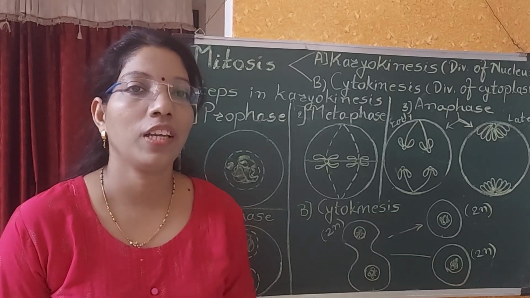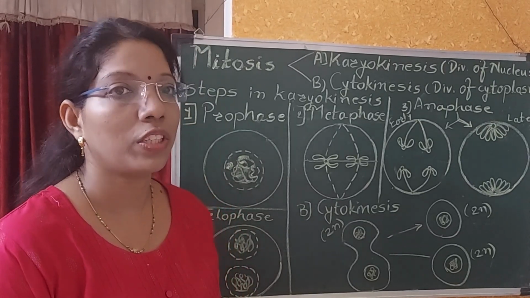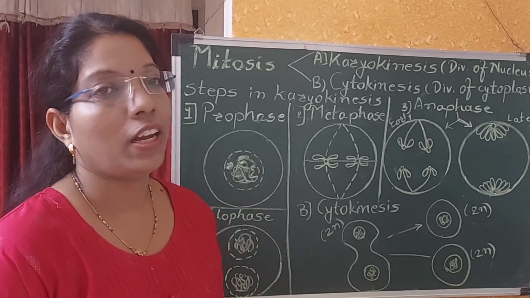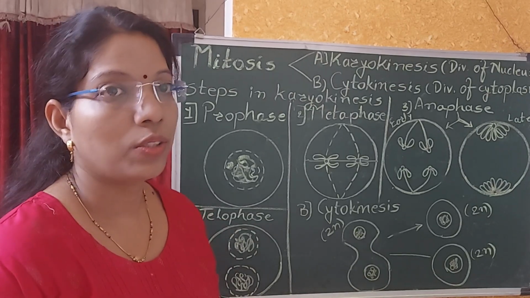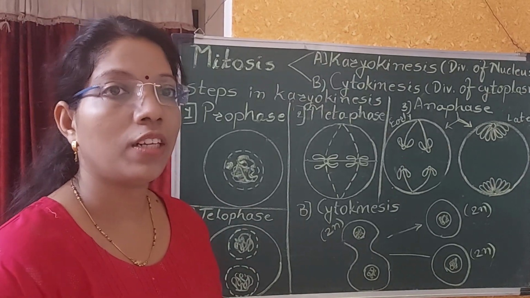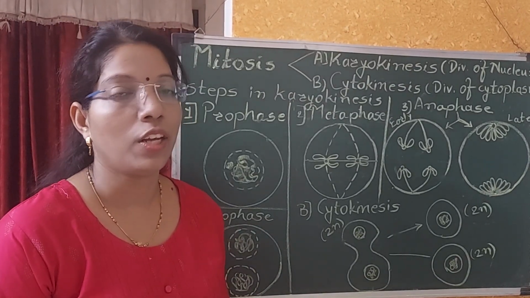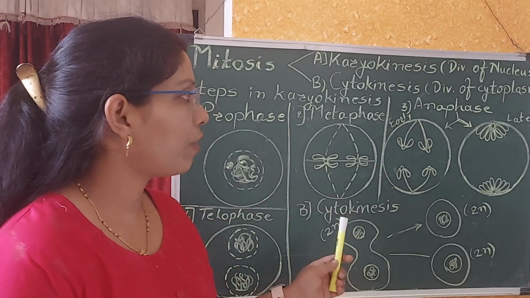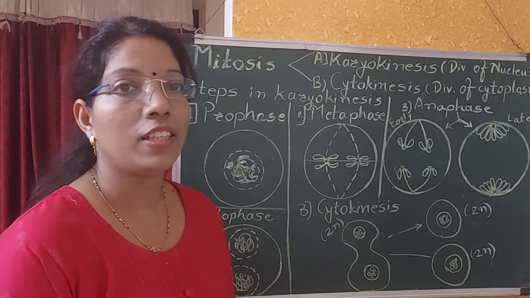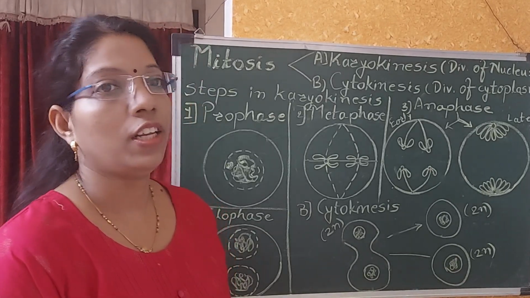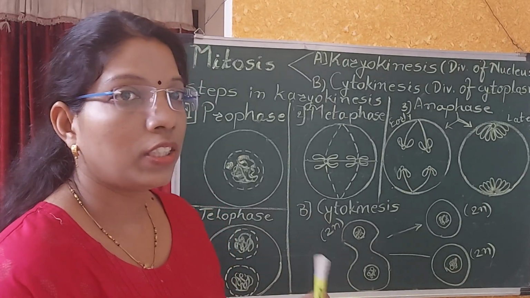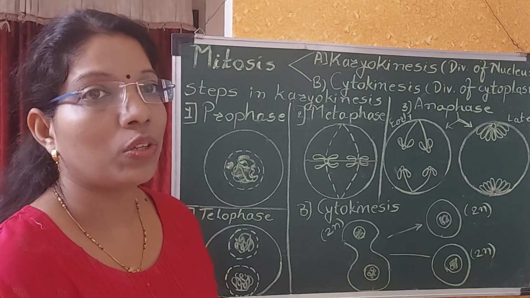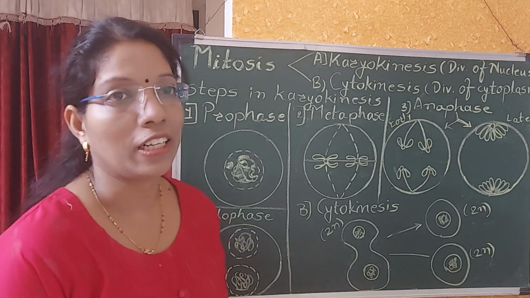Today we are going to see a very important 5-mark question, that is cell division, and in that mitosis. There are two types of cell division, mitosis and meiosis. Today this question is asked for 5 marks with diagram, a very easy question for board examination. We are going to see mitosis in detail.